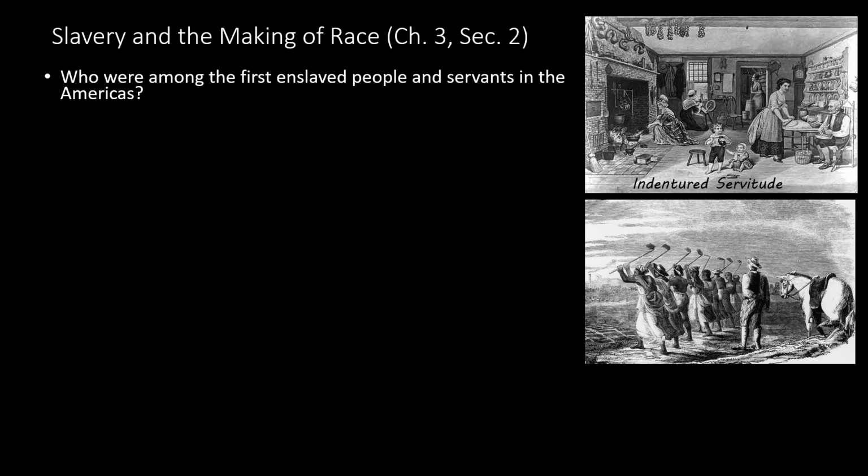And so what I wanted to cover here briefly is this question of how exactly this relationship changed. In order to understand that, let's look at which were the groups of people that were originally enslaved in the American colonies. So, as I ask here, who were among the first enslaved people and servants in the Americas? Before it was just enslaved Africans, the European colonists used to enslave Native American groups. And we also have to remember that there were European indentured servants who were brought to the colonies, and sometimes they would find themselves working alongside enslaved Africans.